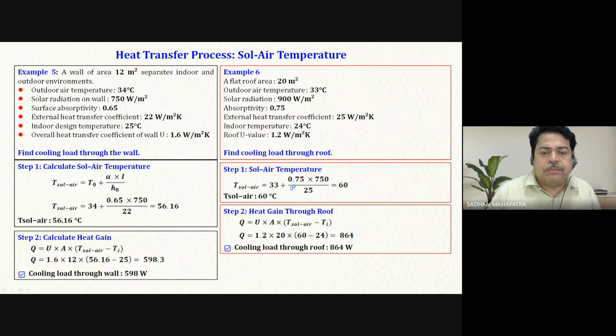If we look at another example the same way, we can find out the T sol-layer, and then we get the heat gain through the roof.